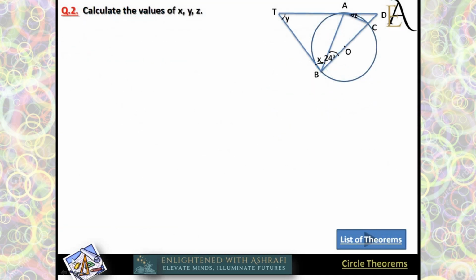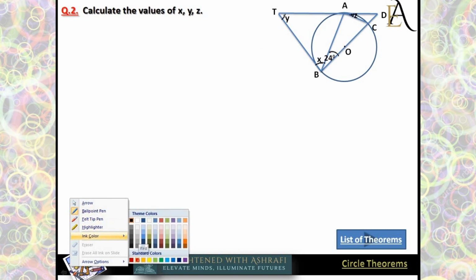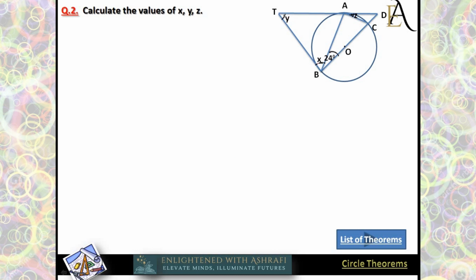Question 2. Calculate the value of x, y and z. Let's change the color. X is over here, y is over here and z is over here. So if you look over here, BC is a diameter, ABC is a cyclic triangle, so this will become 90.